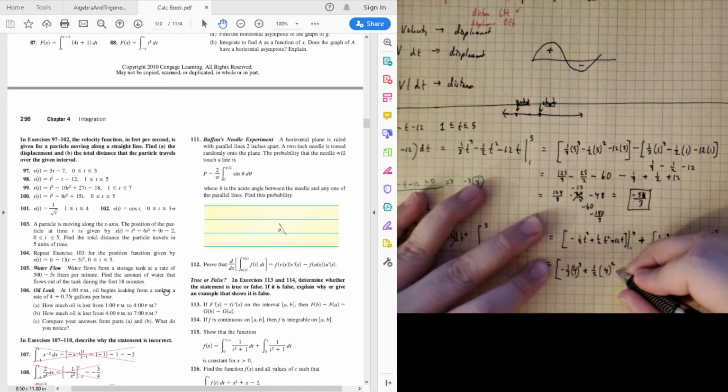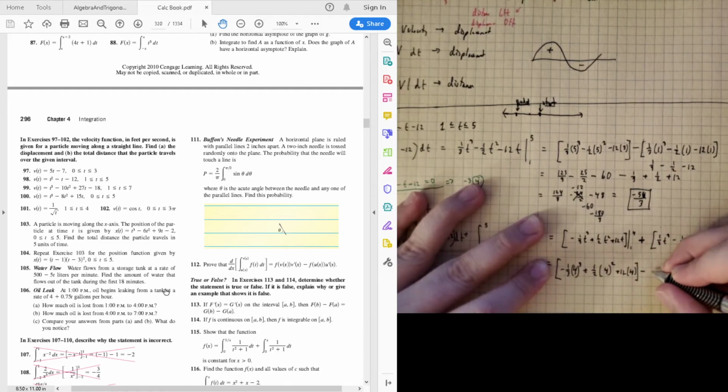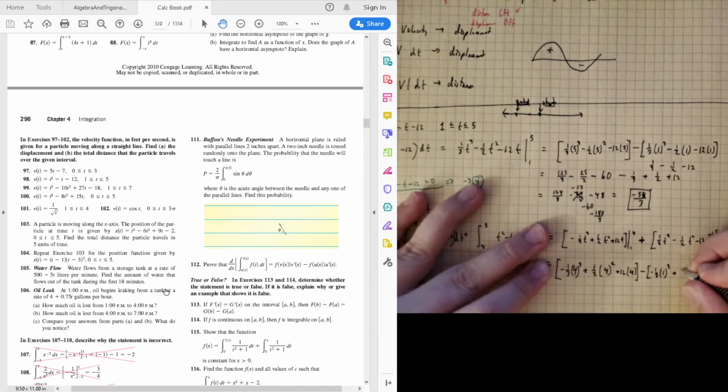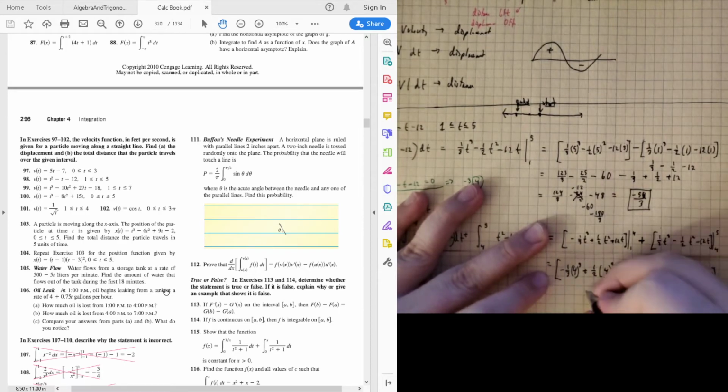Okay, and then plus 12 times 4 minus, okay, now we plug in the 1, so negative 1/3 times 1 cubed plus 1/2 times 1 squared plus 12 times 1. Okay, so that's the first one, plus the second one. So plug in 5 and 4.